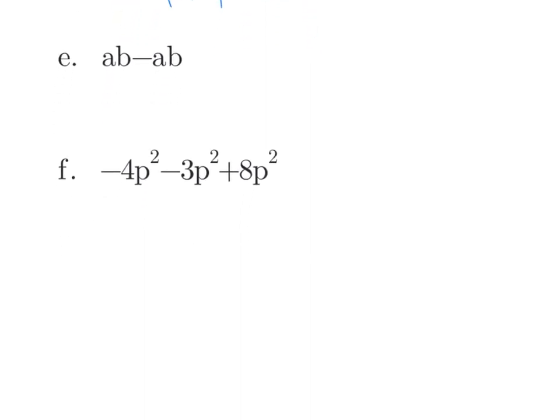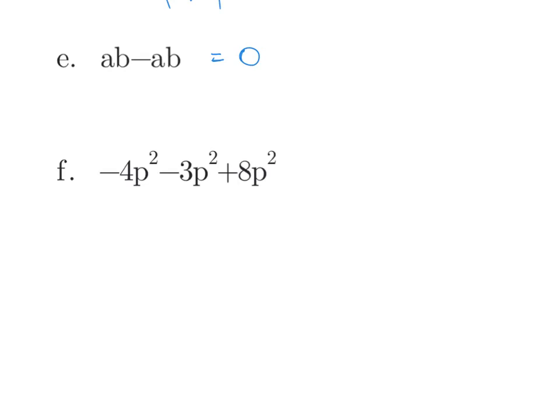Okay, a couple more easy ones. Let's look at AB minus AB. If we do this, remember that anything minus itself is 0. That applies also for expressions when we talk about variables. AB minus AB is just 0.